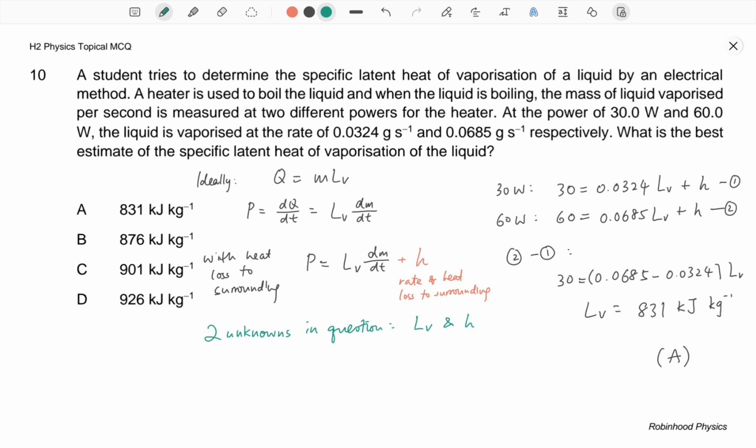And once you do that, you can solve them simultaneously, subtract one from the other, and find out the LV. The other wrong answers in this question correspond to the scenario whereby you did not account for the effect of h. You simply use P equals LV times the rate of vaporization of the liquid, with either the 30 watt numbers or with the 60 watt numbers. And one final answer, which is also wrong, is taking these two answers and averaging them. So all are not correct.